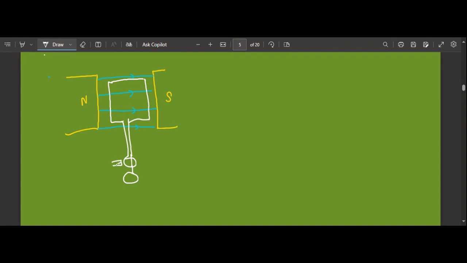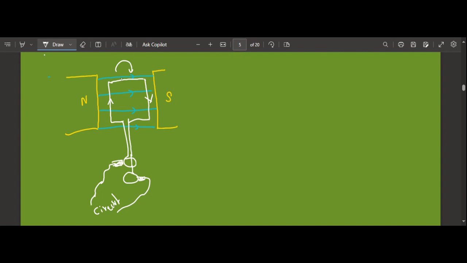So what will happen is when this starts to rotate, on one side the current goes up, on the other side the current goes down. That is because of the direction it cuts the field lines. On the horizontal sides, no current will be generated. Whatever current is generated is taken out from these slip rings.